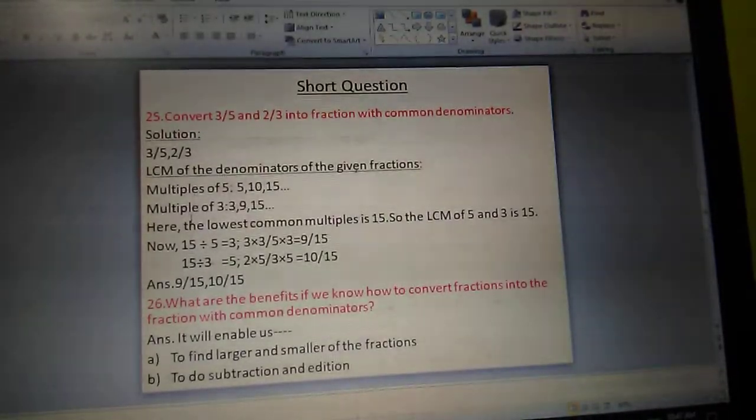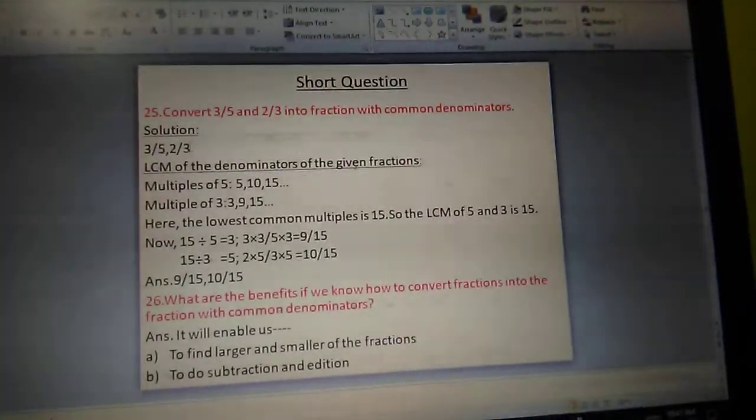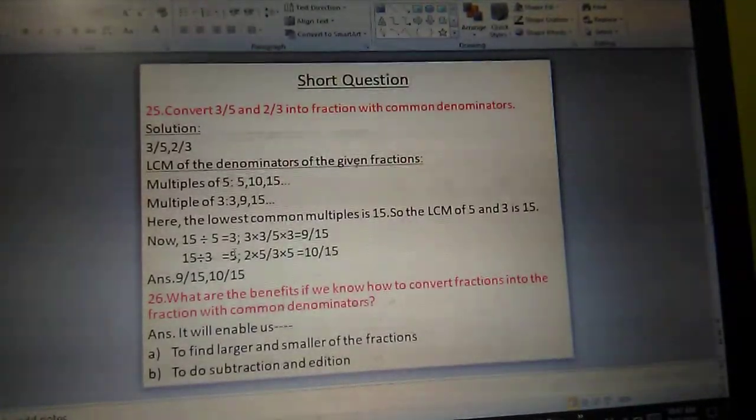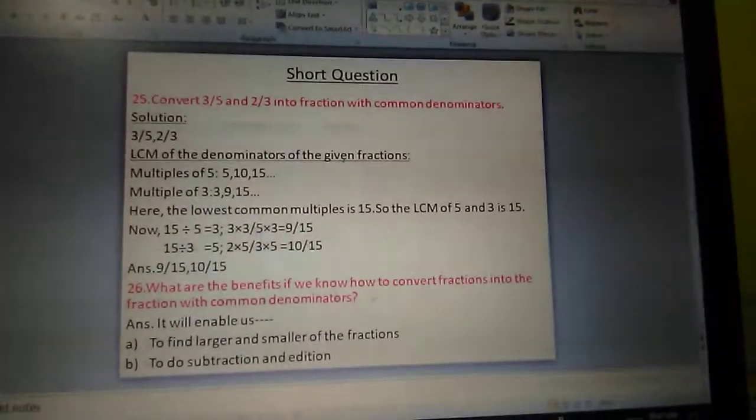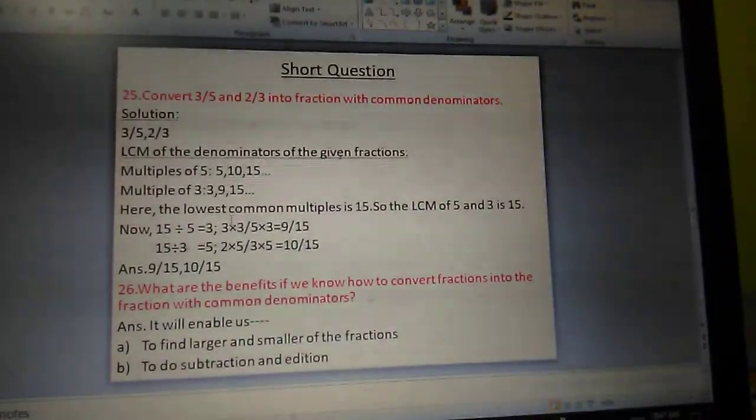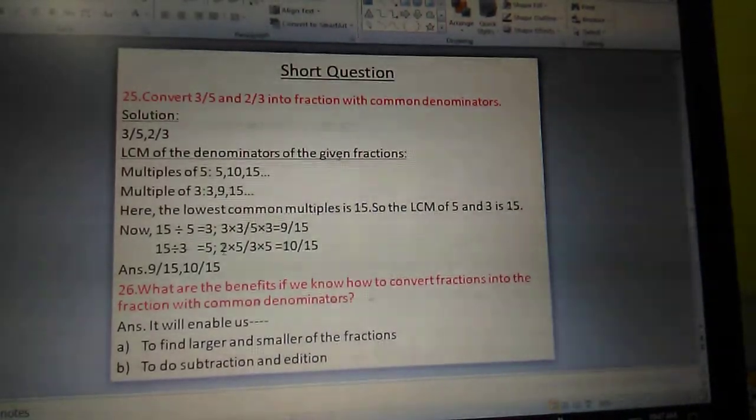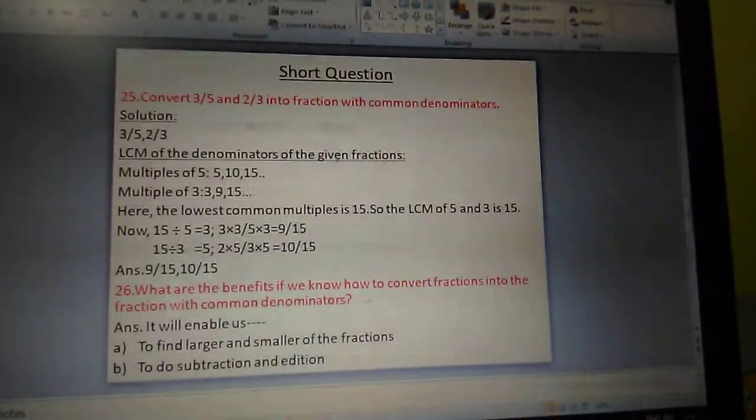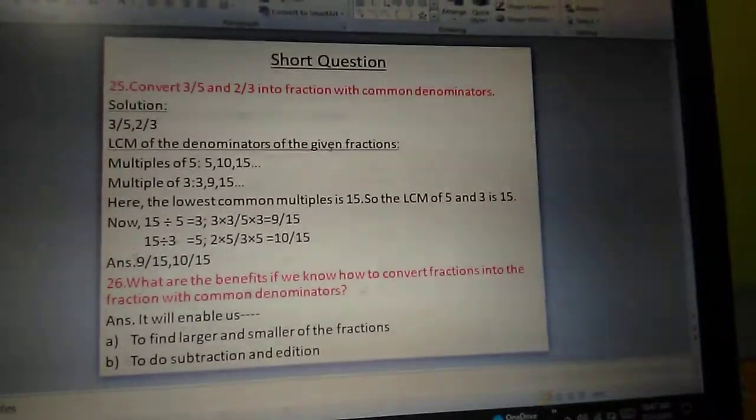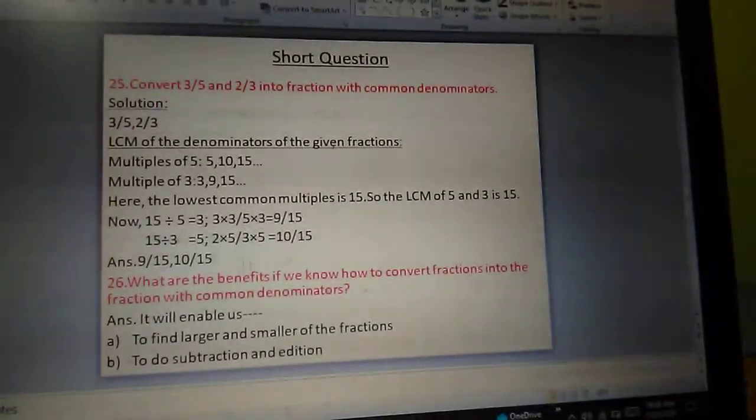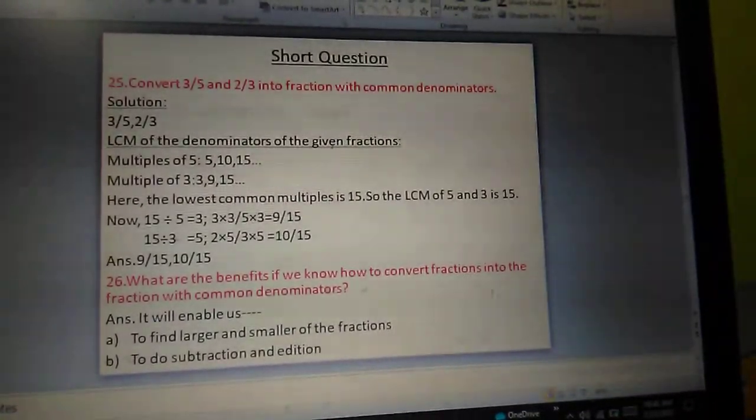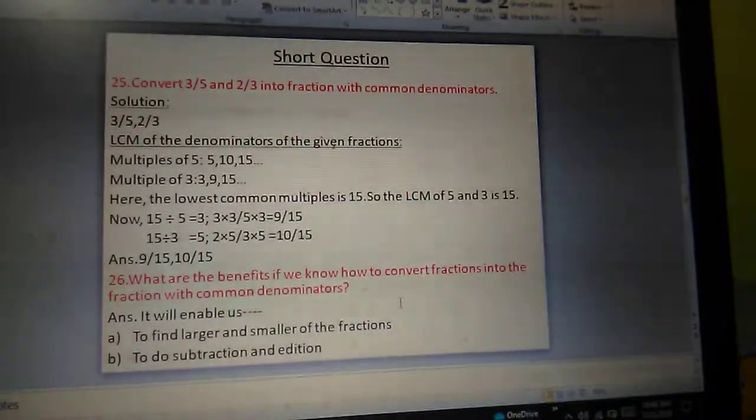Now the second step: we divide the LCM by the denominators of the fractions. Okay, we got the result. Then, with the division result, this is the third step, we multiply the numerator and the denominator of the given fraction. Here also we multiply the numerator and the denominator of the given fraction. Then we get the fractions with common denominators. Answer: 9/15 and 10/15.